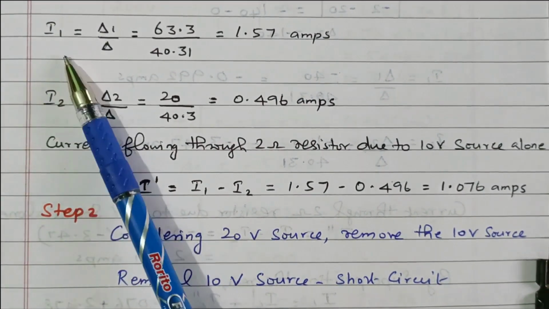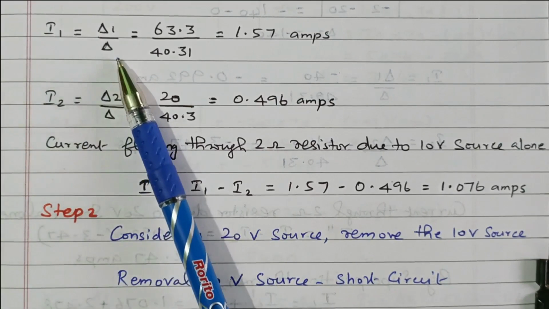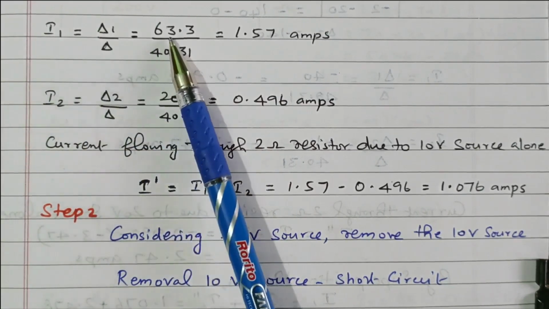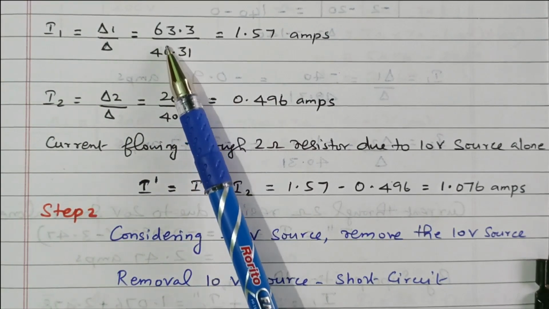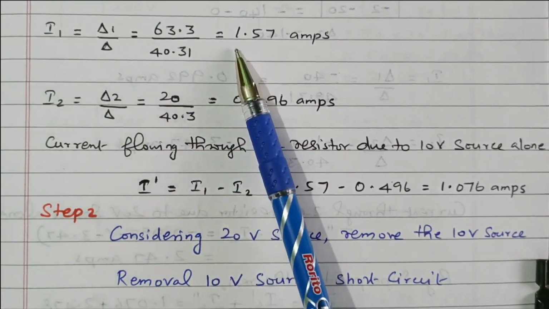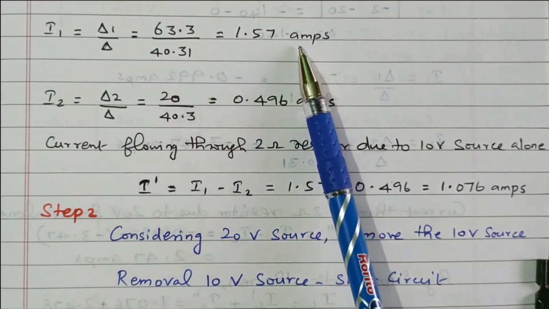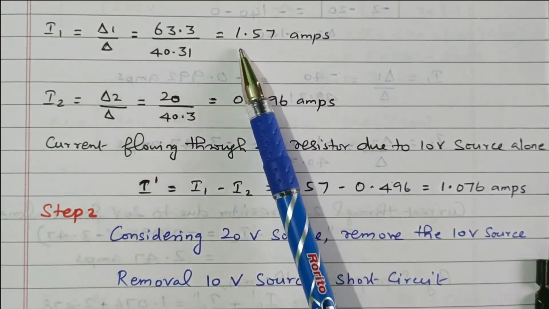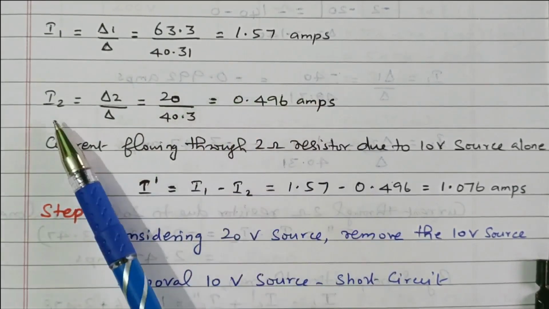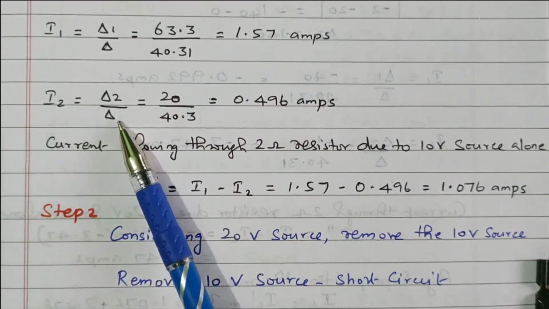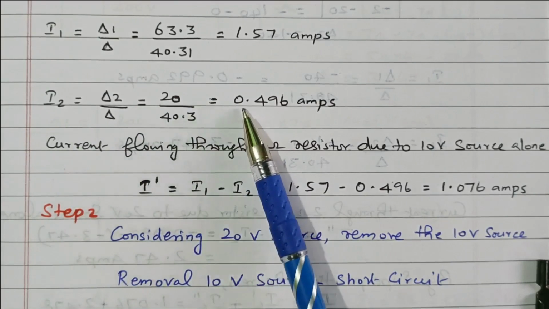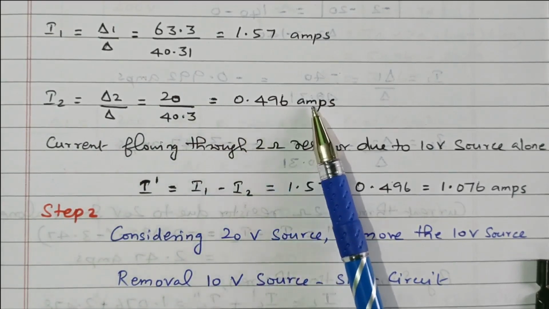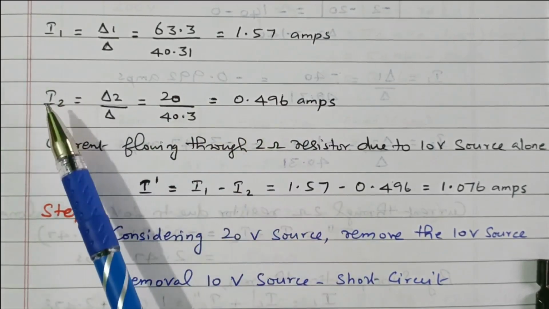So I1 is nothing but delta 1 divided by delta. 63.33 divided by 40.31, just now what we calculated. These two values are calculated. So that it is 1.57 ampere. By dividing this we got 1.57 ampere. Similarly I2 is delta 2 divided by delta. So 20 divided by 40.3, that is 0.496 ampere. Now we calculated I1 and I2.